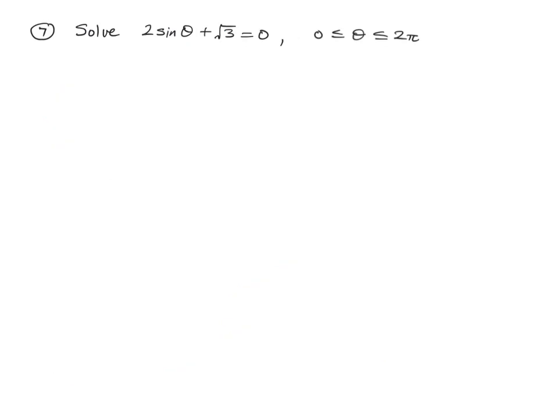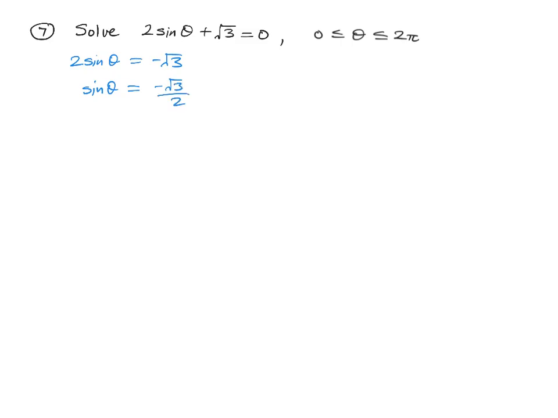Finally, let's solve 2 sine theta plus root 3 equals 0. Well, the first thing is I want to isolate the sine theta. So I'm going to subtract root 3 from both sides. So 2 sine theta equals negative root 3. And then I'm going to divide both sides by 2. So sine theta equals negative root 3 over 2.